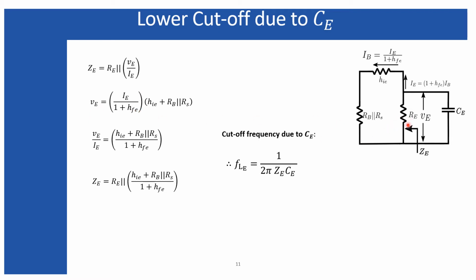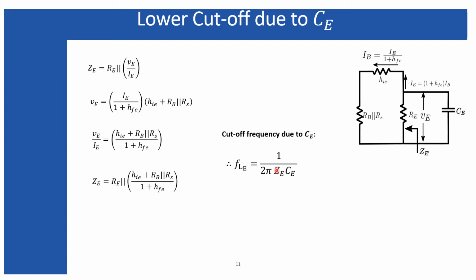what is VE? VE is equal to the voltage across the HI, which is due to this current IB. That means IE divided by 1 plus HFE times HI, and due to this resistance RB parallel RS. So this current IB, which equals IE divided by 1 plus HFE, gets multiplied with this series combination of HI plus RB parallel RS, and that defines the VE. When you take the ratio of VE to IE, that defines this impedance, and finally ZE will be the parallel combination of RE with this one.